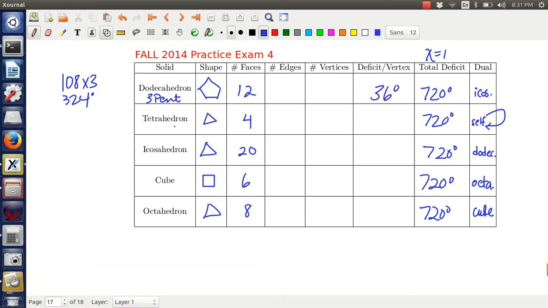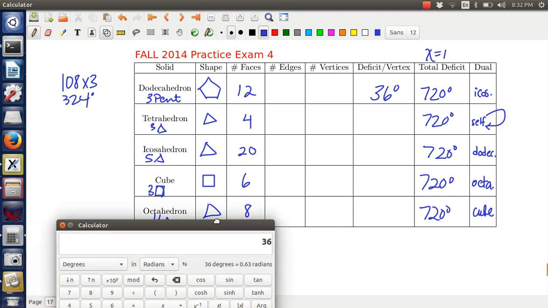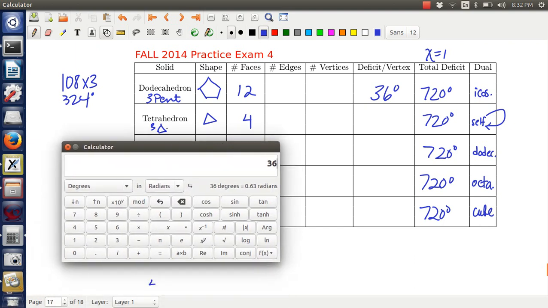All right, tetrahedron. Tetrahedron is the smallest one, and we have 3 of these meeting, whereas for icosahedron, 5 of these meet, and for octahedron, 4 of these meet. Cube, 3 of these squares meet, but they're bigger. So we can figure this out. Tetrahedron, 3 times 60. So we have 360 minus 3 times 60. That should tell us what the deficit is for that one.